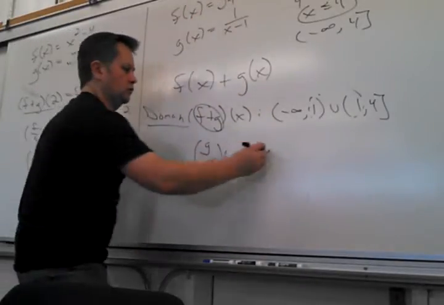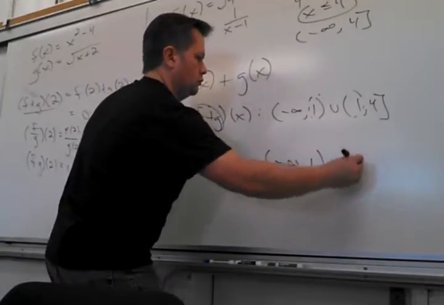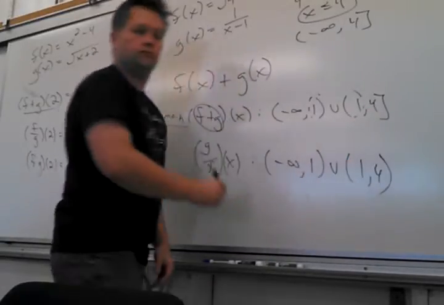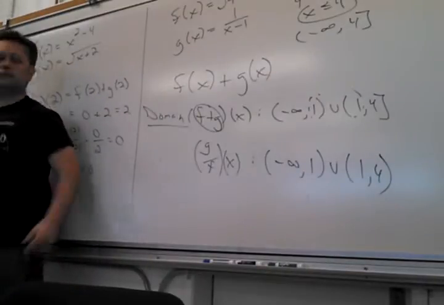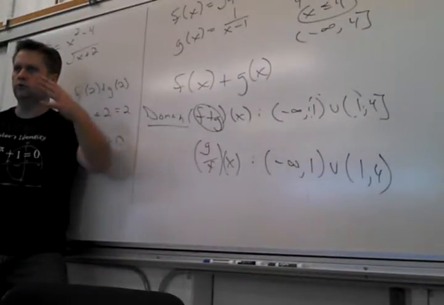So then the answer would be negative infinity to 1, union 1 to 2, union 2 to 4, throw it out. I can't let it be 4 because it would make the bottom 0.